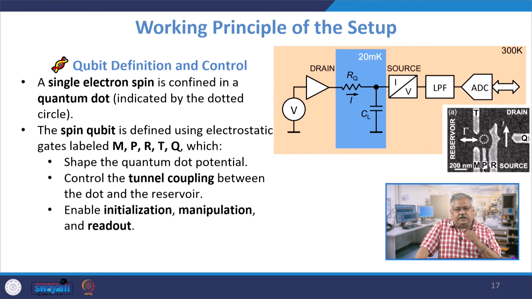So basically these gates, if your coupling is not strong between the quantum dot and the reservoir, the change of state will not happen very frequently, right? Therefore, you need to have much better control and a much higher tunneling coupling between the dot and the reservoir. And then you need to enable your initialization process, manipulation process and the readout process.